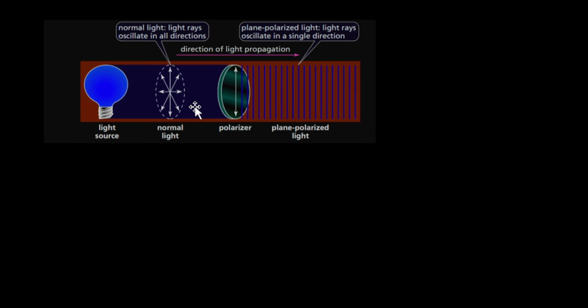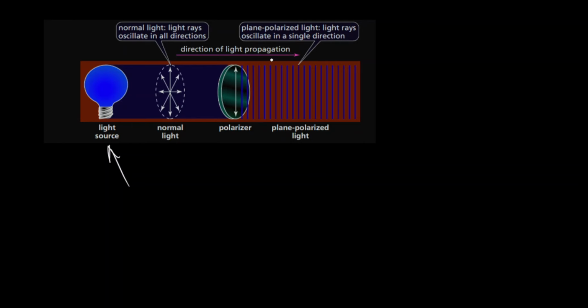Okay, this is a picture of what was explained earlier. We have our natural light source that we can see right here. We can see the normal light, and we can see that the rays oscillate in all directions in space. And then we can see our polarizer. This is the direction of propagation of the light.